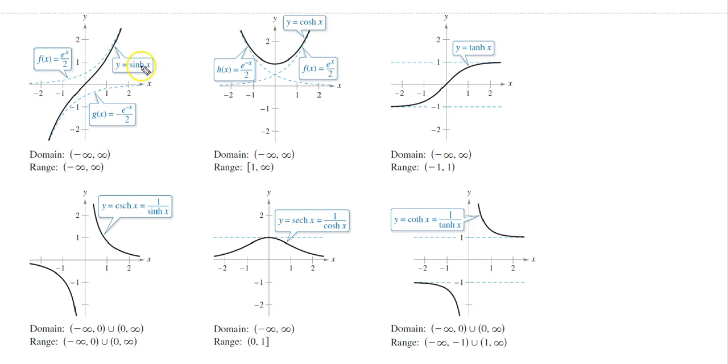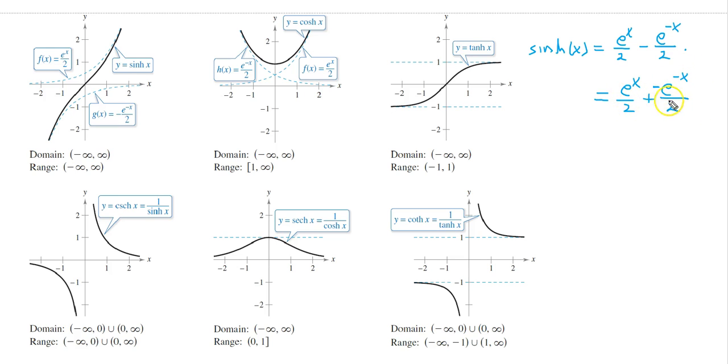Now, to understand where this graph comes from, keep in mind that sinh is defined like this. Remember, we had defined it earlier as e to the x minus e to the negative x, divided by 2. So I just split the fraction up like this, and notice we can write that as a sum. So what the sinh is, it's the sum of these two functions, e to the x over 2 and negative e to the negative x over 2.